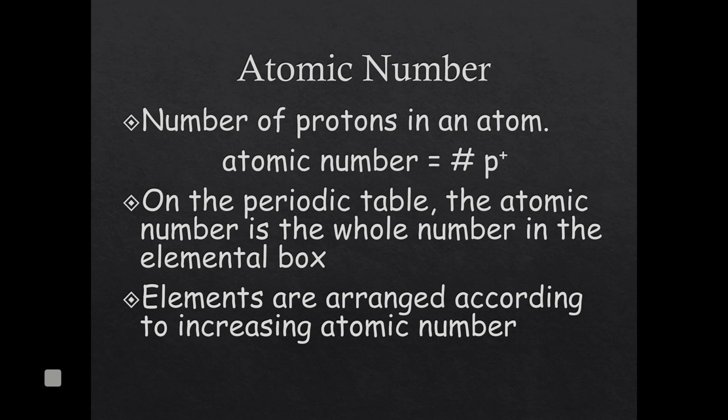All right, it is on the periodic table. The atomic number is the whole number, so not a decimal, in the elemental box. Again, I'll show you a picture of that. Elements are arranged according to increasing atomic number on a periodic table. All right, so that is the arrangement.